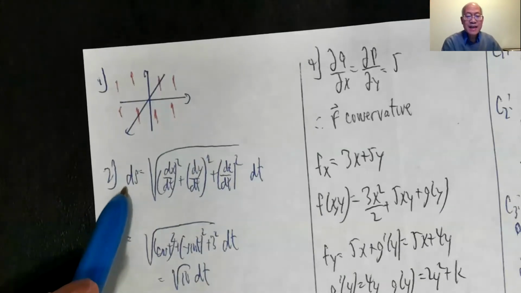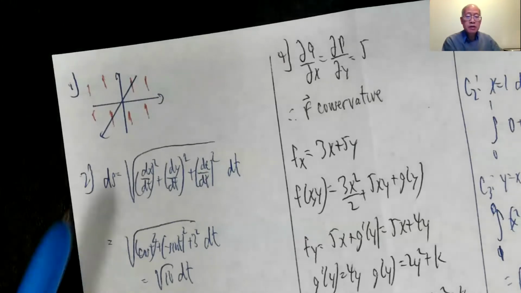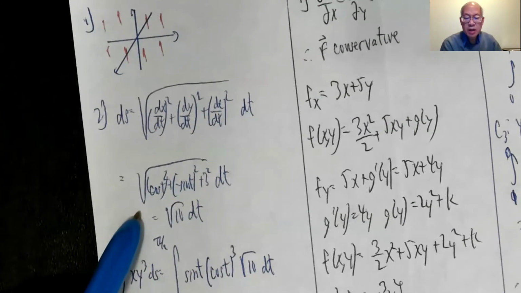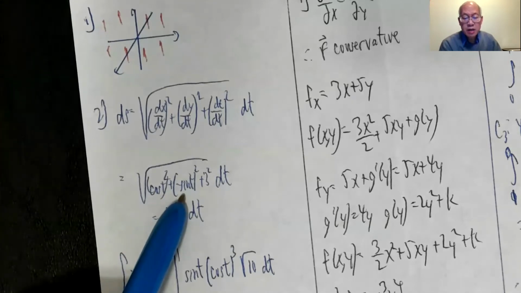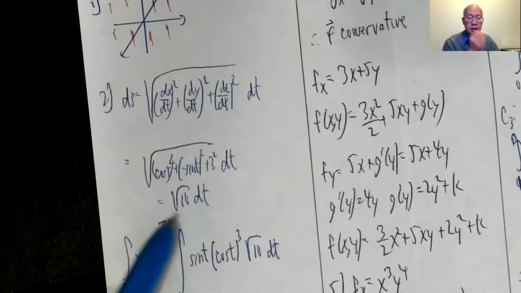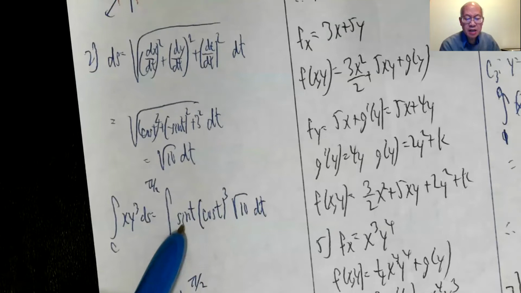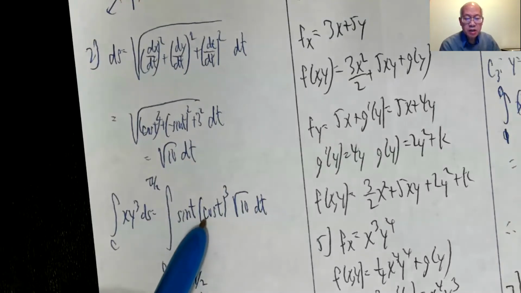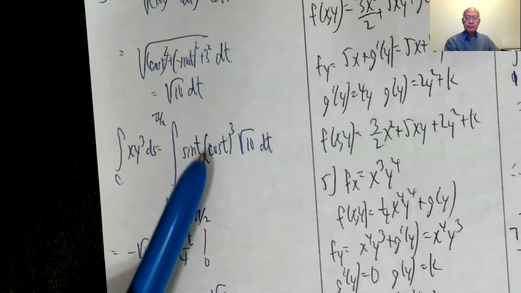Number two, first ds is the square root of dx dt squared plus dy dt squared plus dz dt squared dt. So that's cosine squared t plus negative sine squared t plus 3 squared t dt. That comes out to be 1 plus 9, radical 10 dt. So the integral of x, y cubed: x is sine t, y cubed is cosine t cubed, times radical 10 dt. Take out the radical 10.